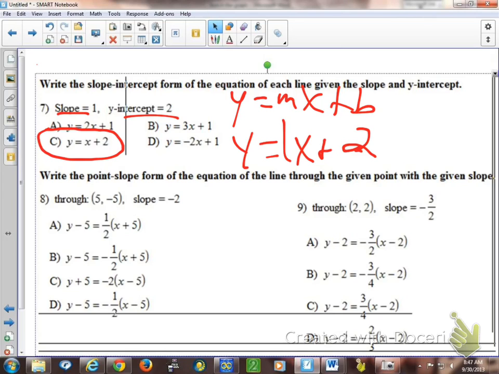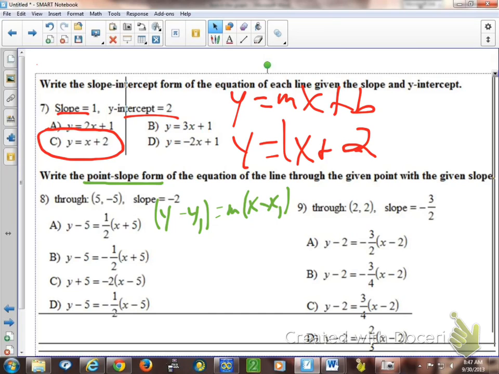Write the point-slope form of the equation. Whoa, what a perfect set of information to use for point-slope, since they gave us a point and a slope. Point-slope form is, I'm kind of low on space here. It is y minus y1 equals m times x minus x1. That's the best I've ever written on here. That is point-slope form, right there.